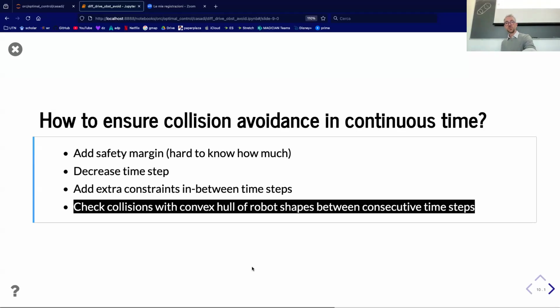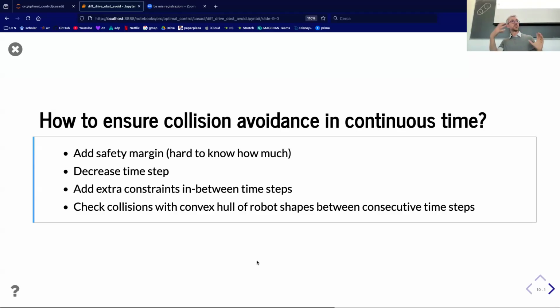Of course, I need to explain to you how to do collision checking with polygons, which is the next topic discussed in this notebook, but we ran out of time. So we're going to stop here for today and we're going to continue with this notebook on Monday. Do you have any question before we stop? Okay, see you on Monday.